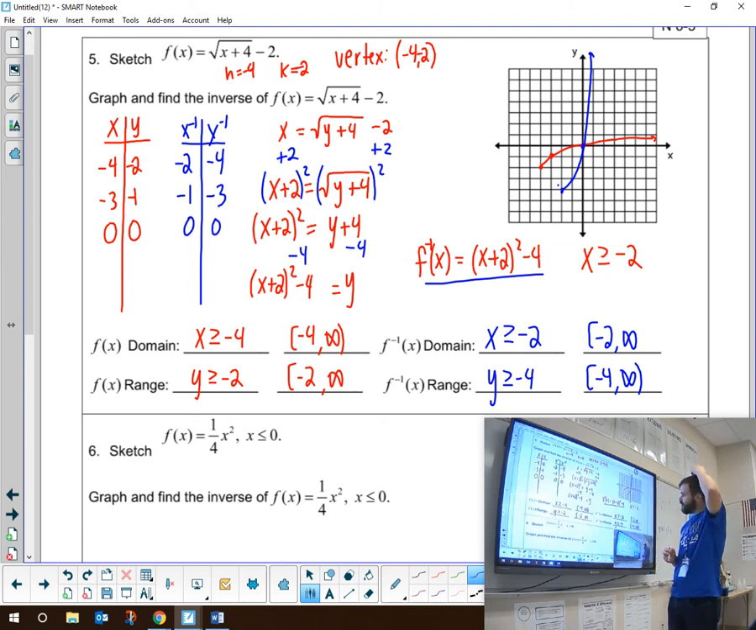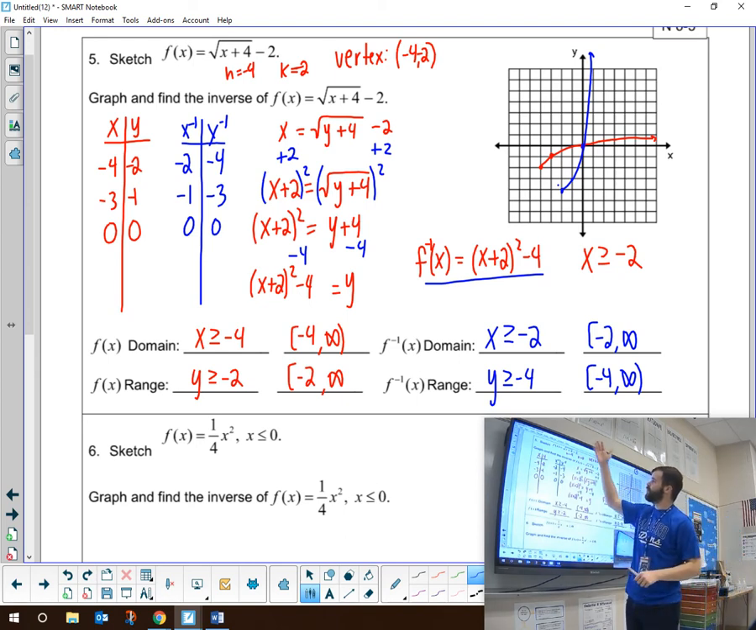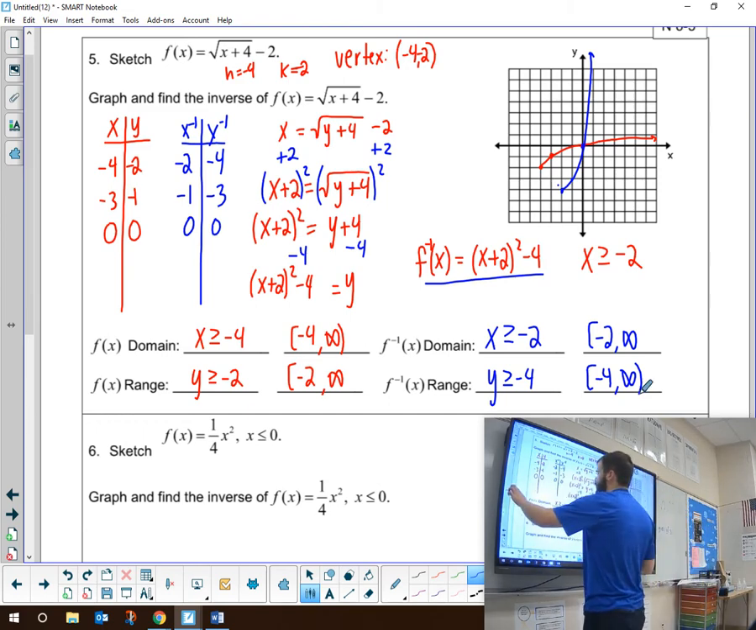Okay? So notice our domain and ranges are also opposite, right? Those numbers are also flipped. So everything about my inverses is just backwards. We have our square root graph like that, and then I have my inverse graph that opens like that. That is a quadratic, but it's really only half of a quadratic.